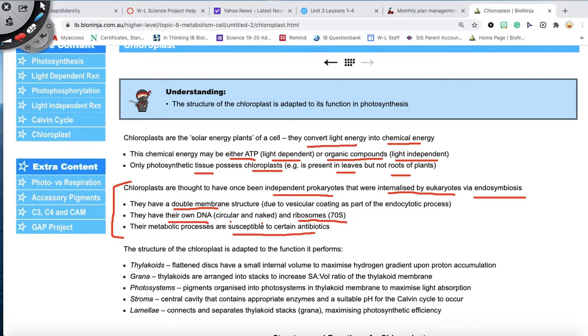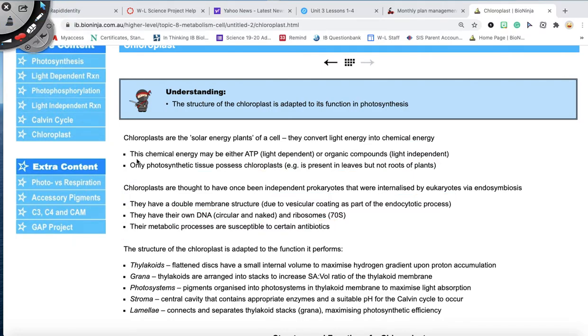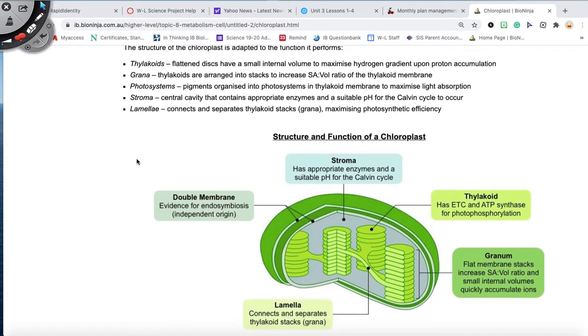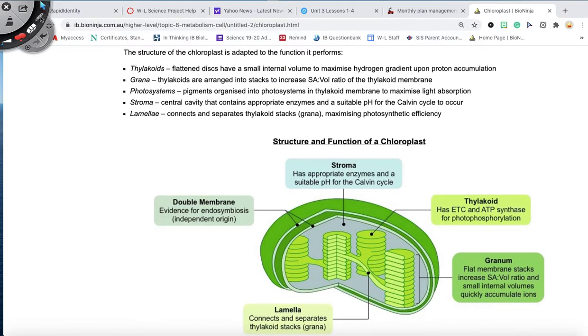So how is the chloroplast form adapted to its function? Let me scroll this over, and this is what you need to know. These are the main structures that you need to know. Let's start with the outside. Notice that there is a double membrane, an inner and an outer membrane, which is evidence for the endosymbiotic theory. Not much happens in this double membrane, unlike the mitochondria.